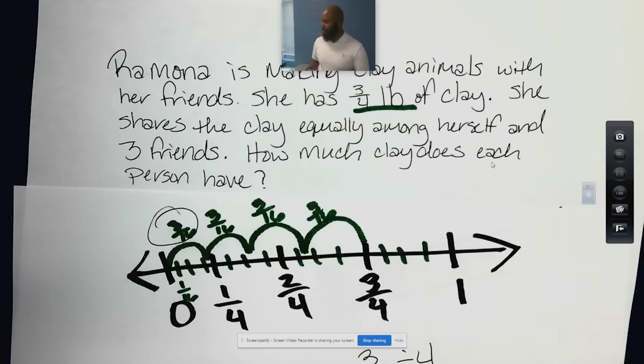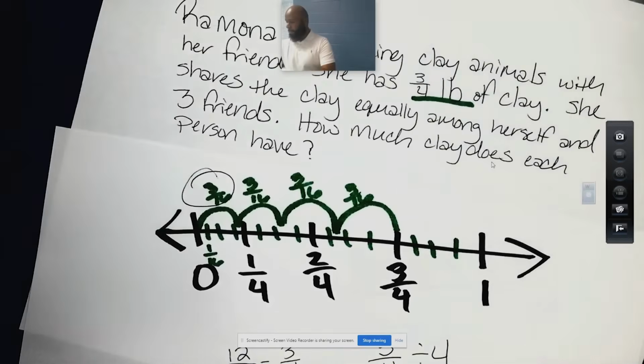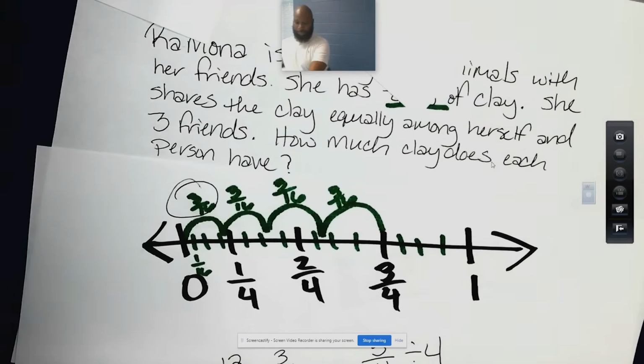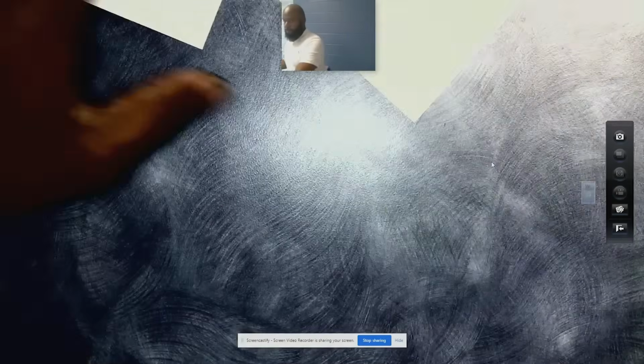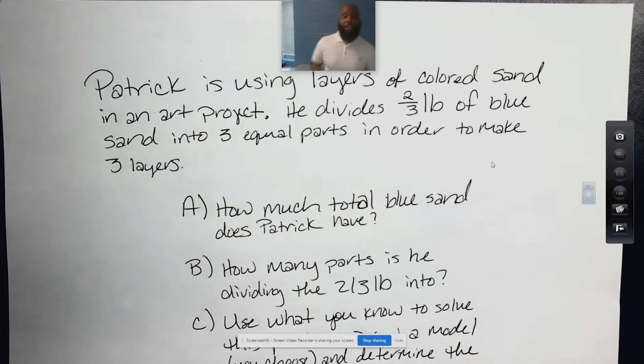Here's our situation. Patrick is using layers of colored sand in an art project. He divides 2/3 pound of blue sand into 3 equal parts in order to make 3 layers. So, I want you to think about how much total blue sand does Patrick really have?